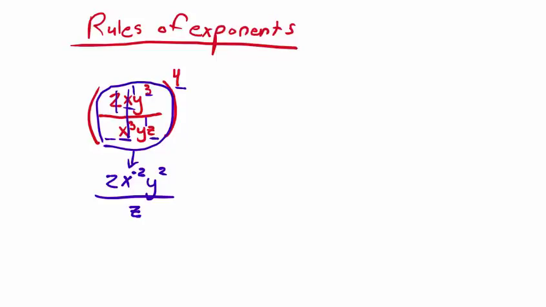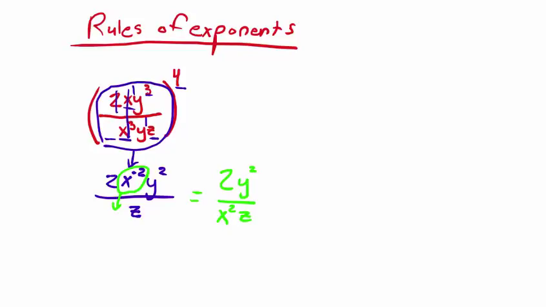Now, I'm not finished yet with that, so I'm going to change colors here. Notice I have this x to the negative second. If you remember what we said before, if we have a negative exponent, we can just throw it on the other side of the fraction line. So this really becomes 2y squared over, so that x squared comes down, and then we have z.